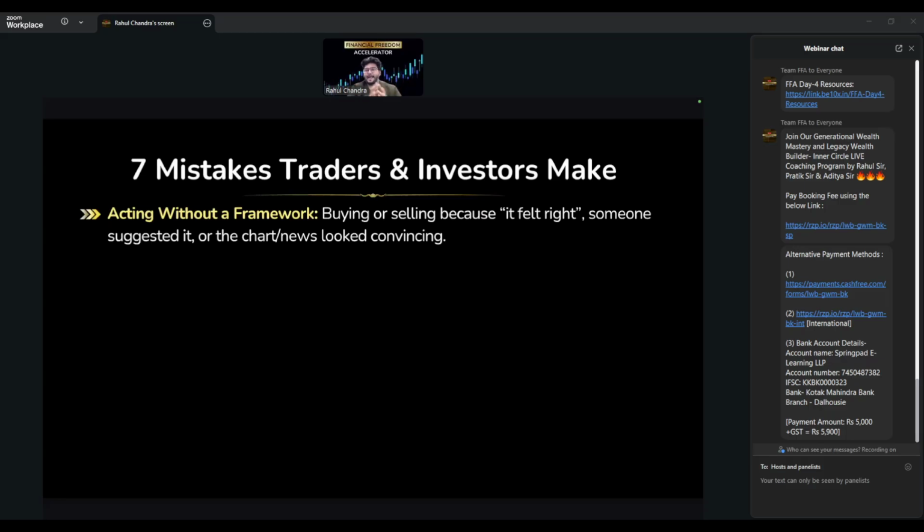First is acting without a framework. You buy because it feels right. Someone suggested it, or you look at the chart or news and it looks convincing. And the usual thought process is that I entered because it was going up, I exited because it started falling. How many of you have faced this, by the way?